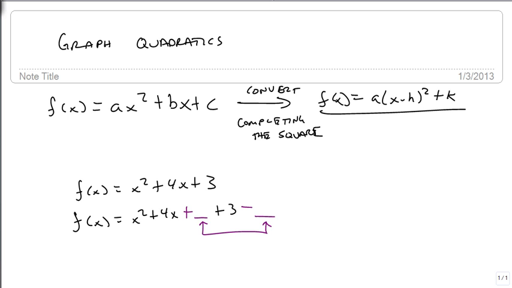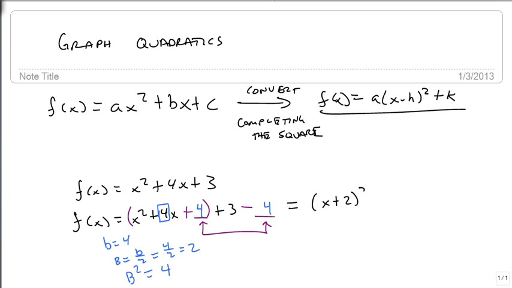So now we do our completing the square step, where we take our middle number, and we say little b is 4, so big B is little b over 2, which is 4 over 2, which is 2. Big B squared then is 4. So we're going to add 4 here and subtract 4 here. And when we do that, factoring by grouping, we're just going to group these three together. This factors as a perfect square, (x plus 2) squared. Combine like terms.